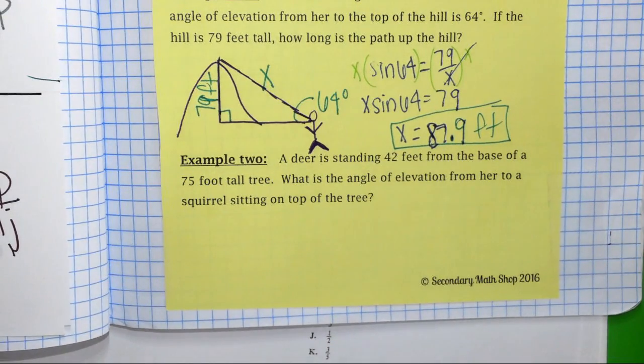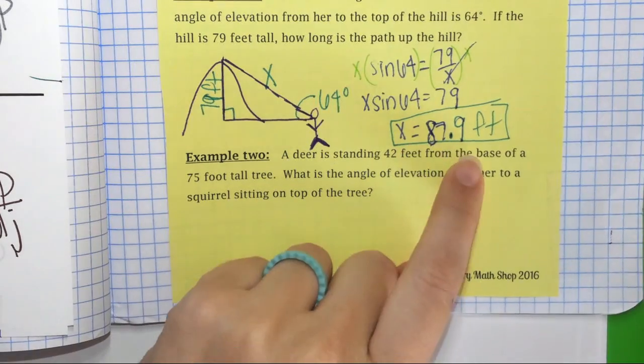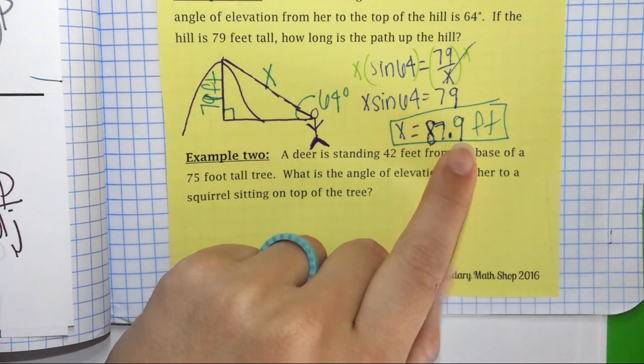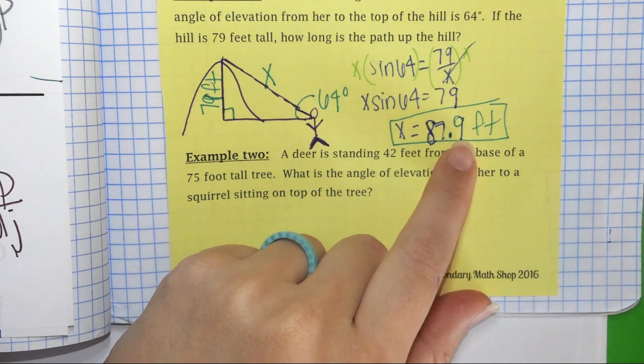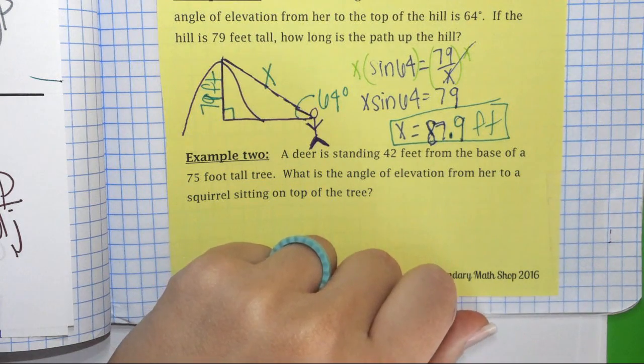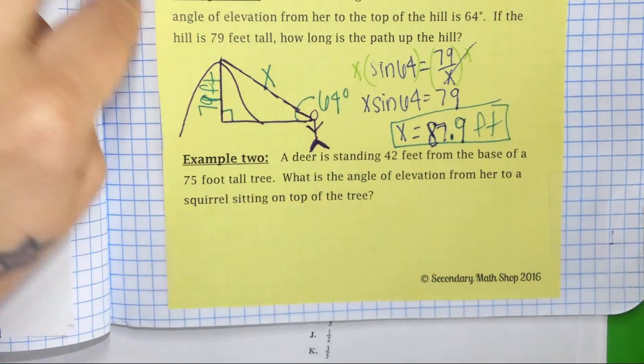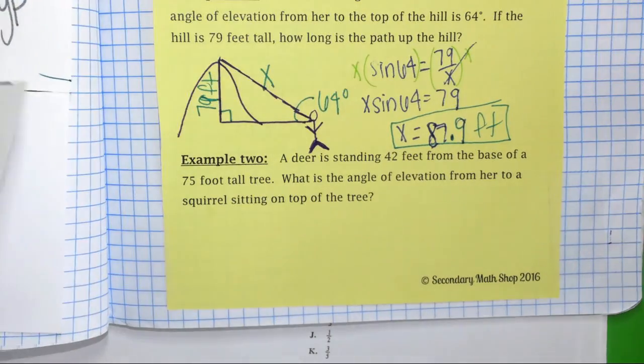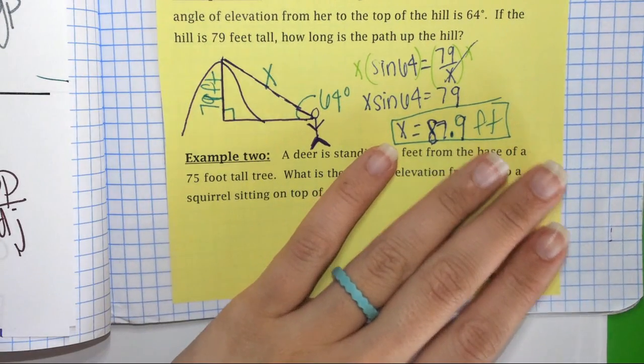All right, so we got 87.9 feet. Now what does that tell us? What does it mean by line of sight? How far she's got to hike. All right, example 2. Do we have any questions on this?